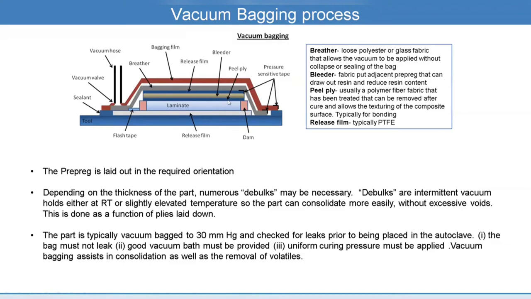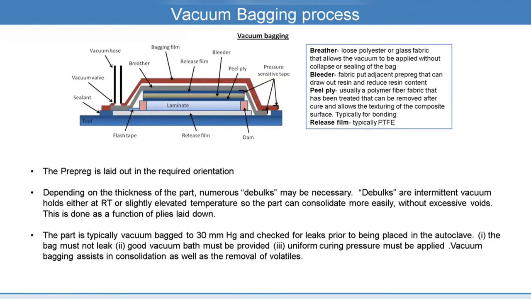It's usually a polymer fiber fabric that has been treated, that can be removed after cure, and allows texturing of the composite surface, typically for bonding. And finally, I have the release film that I talked about earlier. It could be a Teflon, for example. So we don't want things to get stuck. The prepreg is laid out in the required orientation.